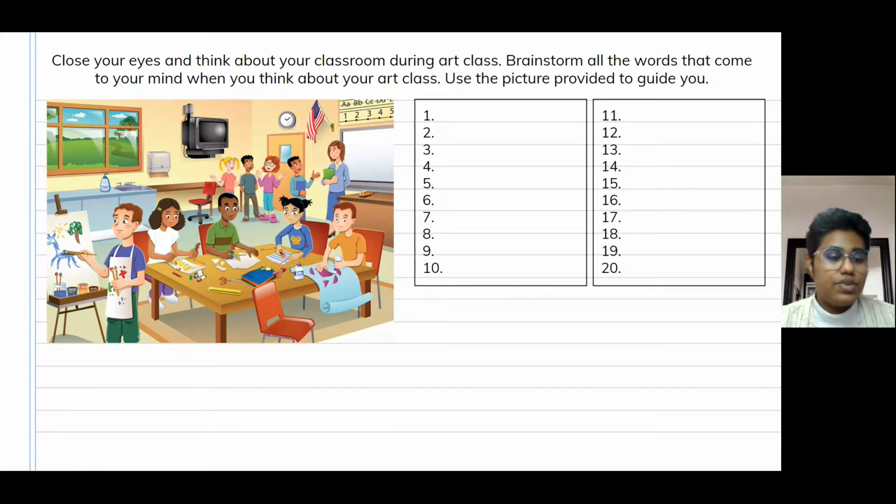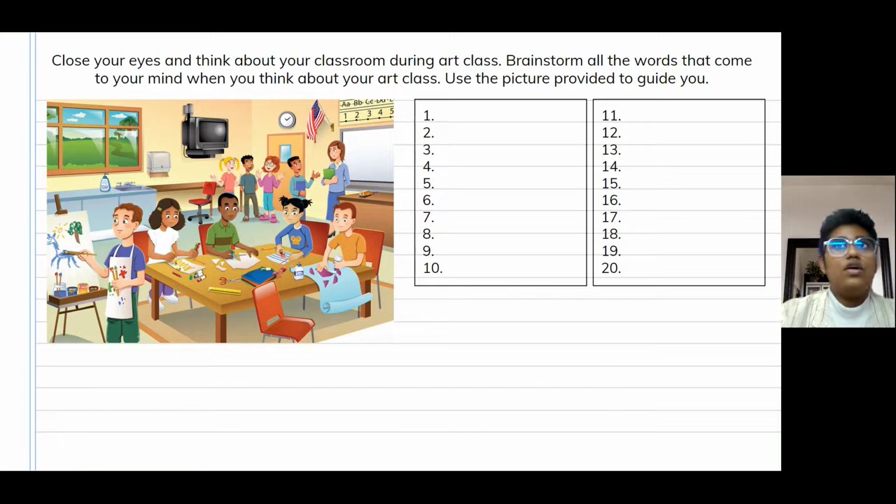First of all, we see a picture over here that I found online, a picture of a classroom setting with a group of students. So like the instructions, close your eyes and think about your classroom during art class. Brainstorm all the words that come to your mind when you think about your art class. Use the picture provided to guide you, right? So here, take a minute. It's up to you, really. We follow your pace and process.